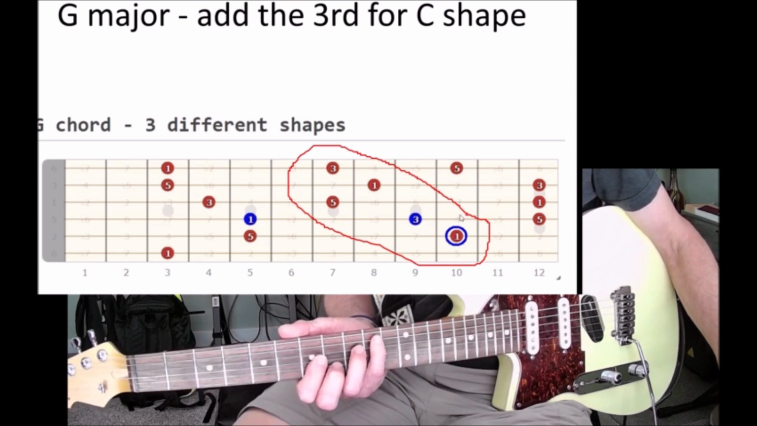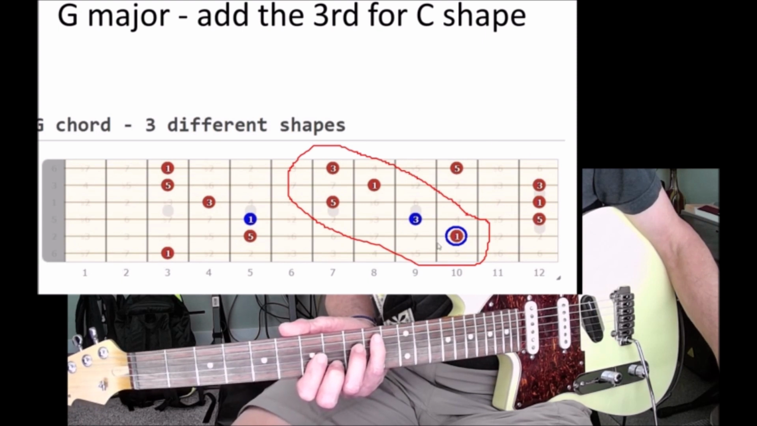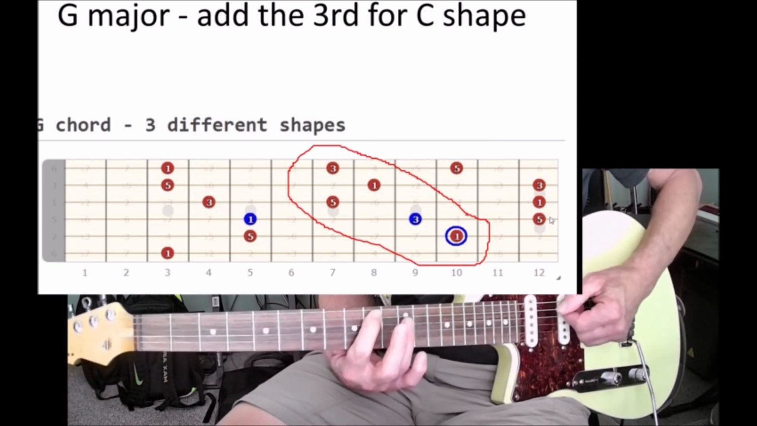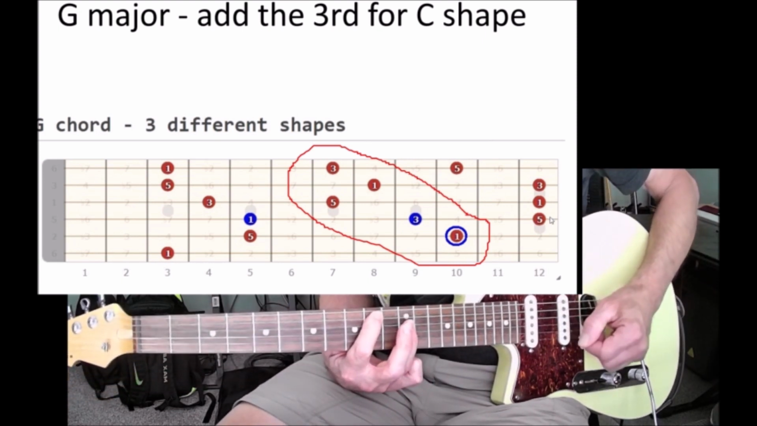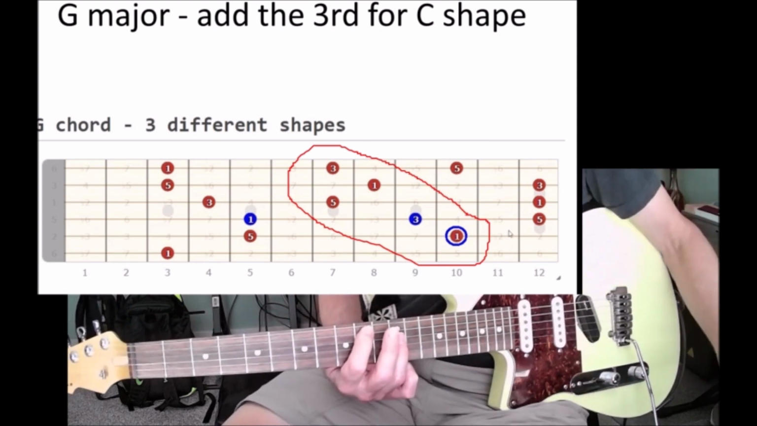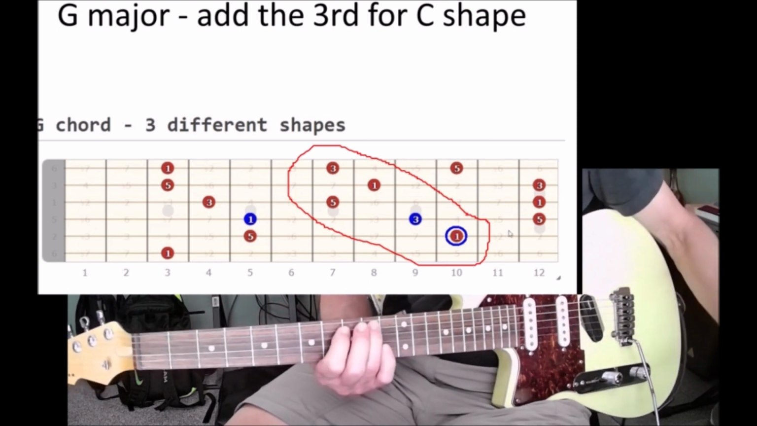Okay, and now we can also see some overlap here. You're probably seeing it, well, of course you're seeing it because you're watching this. But here we have the A shape of the G chord, and we can see that we've got that overlap, this one right here.